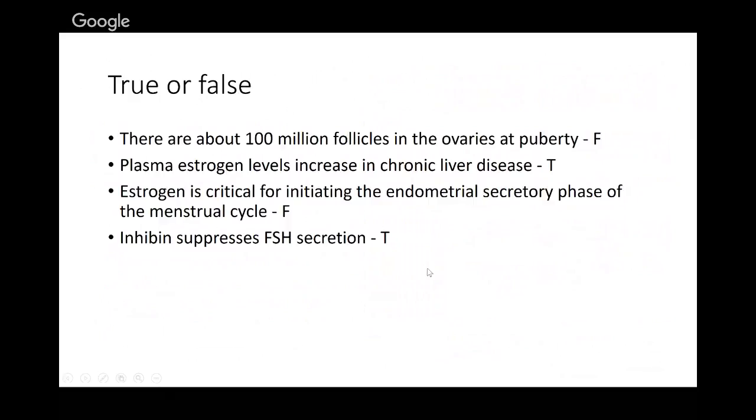Okay, so we just talked about it. Estrogen is very important for mitotic activity of the endometrial wall. So that's the proliferative phase. Estrogen is important for the proliferative phase. It is progesterone that initiates the secretory phase of the cycle and suppresses FSH.